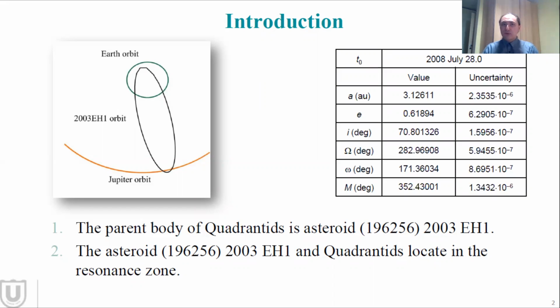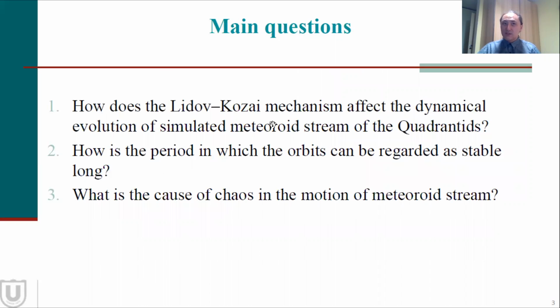The parent body of the Quadrantids is only 200 to 300 years old and is associated with the asteroid 2003 EH1, while the wider part of the stream is connected with comet 96P much closer. The asteroid is expected to be a dormant or recently extinct comet. In many works, the asteroid and Quadrantids are located in a resonance zone.